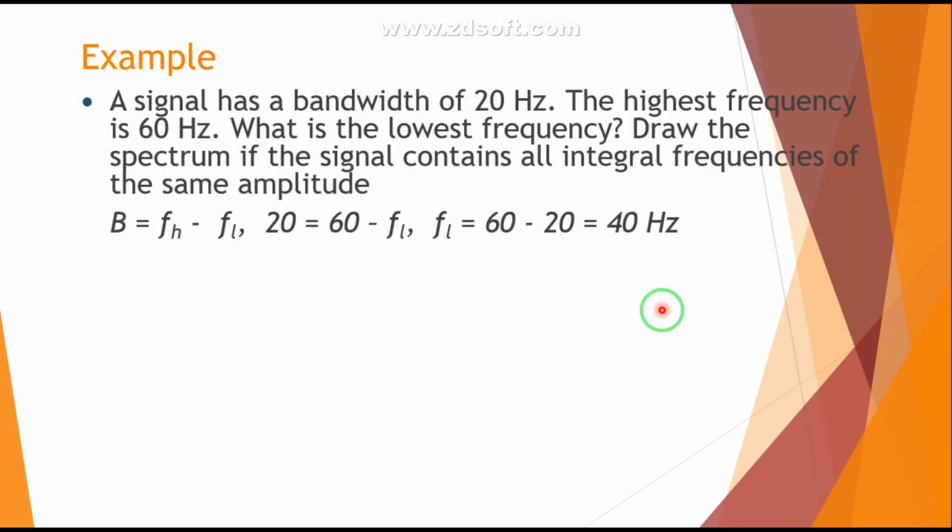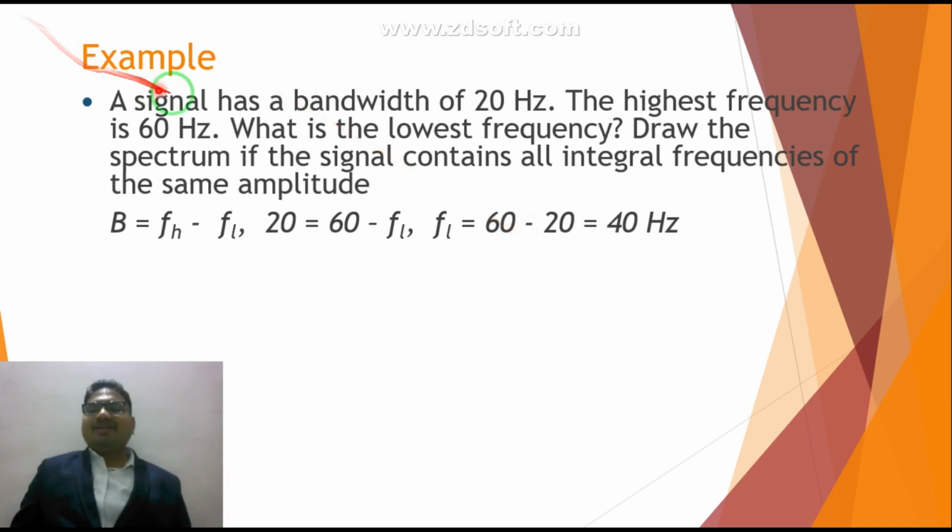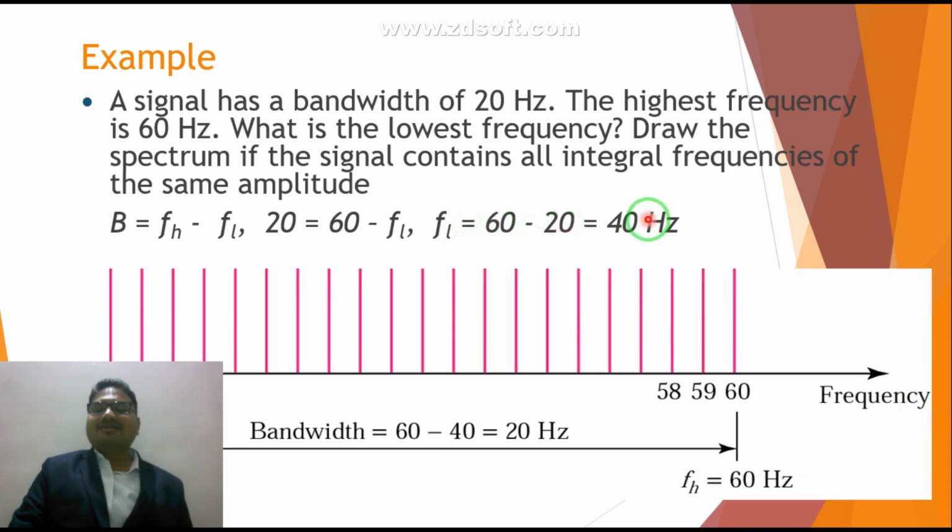Now, let's take one example. A signal has a bandwidth of 20 hertz and the highest frequency is 60 hertz. What is the lowest frequency? And draw the spectrum if the signal contains all integral frequencies of the same amplitude. As we know, bandwidth is equal to FH minus FL, that is the highest frequency component minus the lowest frequency component. Bandwidth is 20 hertz, FH is equal to 60, which is given. You have to calculate FL, the lowest frequency. So the lowest frequency is equal to 60 minus 20, that is 40 hertz.